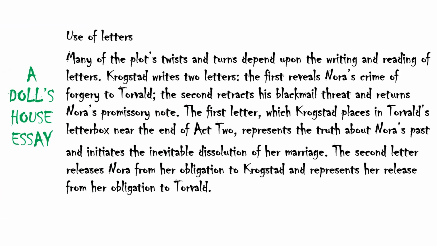Use of letters. Many of the plot's twists and turns depend upon the writing and reading of letters. Krogstad writes 2 letters. The first reveals Nora's crime of forgery to Torvald. The second retracts his blackmail threat and returns Nora's promissory note. The first letter, which Krogstad places in Torvald's letterbox near the end of Act 2, represents the truth about Nora's past and initiates the inevitable dissolution of her marriage.